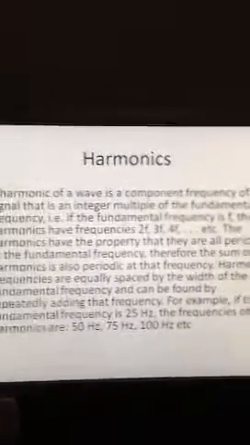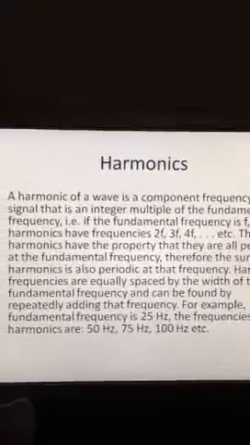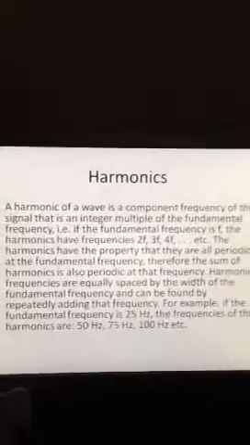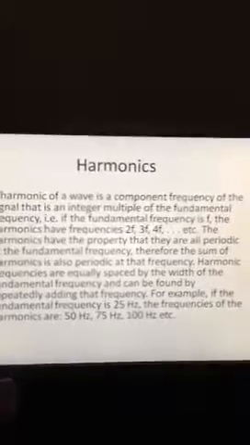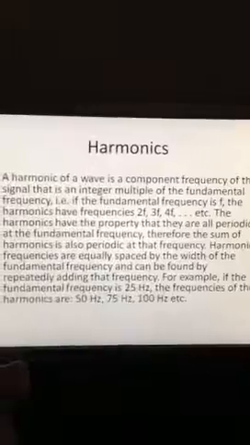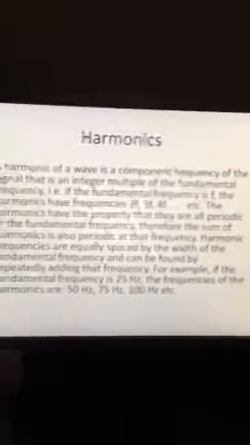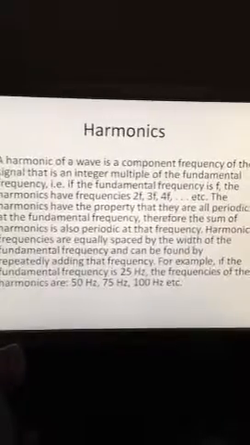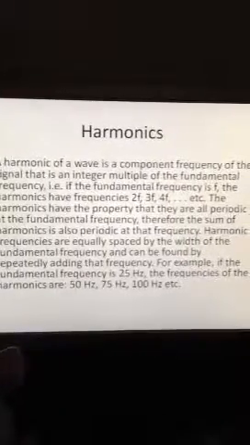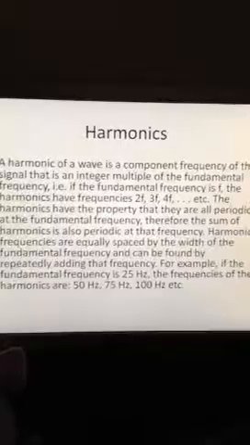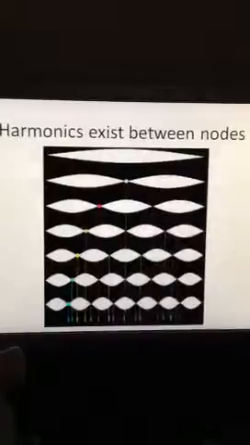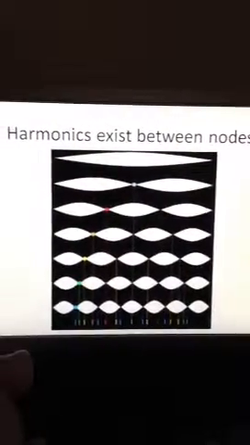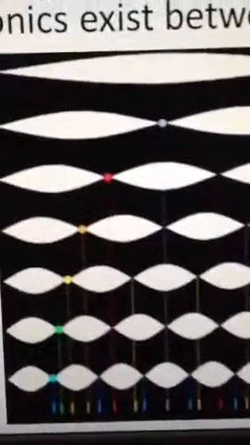A harmonic of a wave is a component frequency of the signal that is an integer multiple of the fundamental frequency. If the fundamental frequency is f, the harmonics have frequency 2f, 3f, and 4f, which means that if the frequency is 25 Hz, the harmonics are 50, 75, 100, etc. Harmonics exist between nodes. Let's get a zoom in of the nodes.